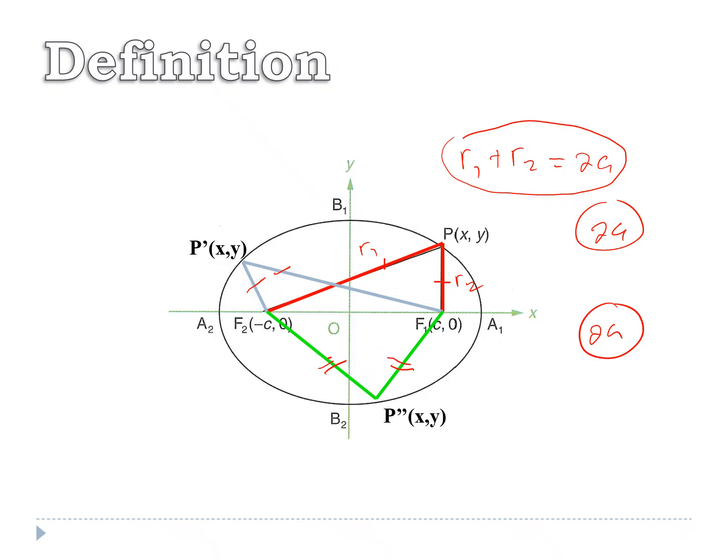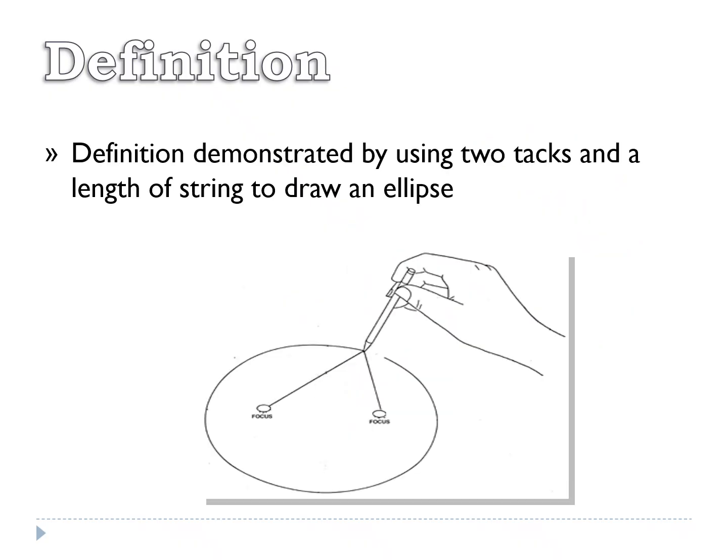And that can be defined also. The ellipse can be defined by having two tacks fixed at these points here. Okay, and then you attach a cord or string here, and then put the pin at this point here, and then you bring this pin around the two fixed point foci, and you will trace this graph, which is an ellipse.